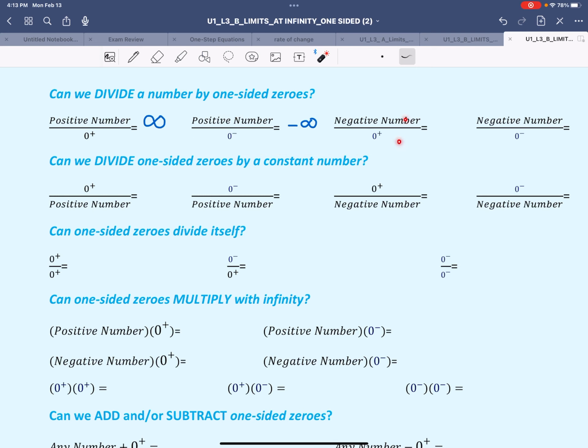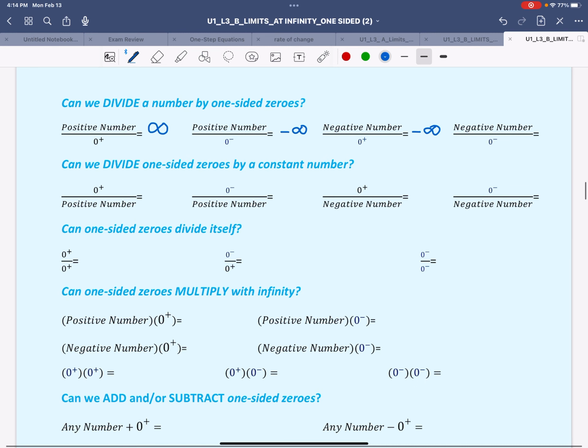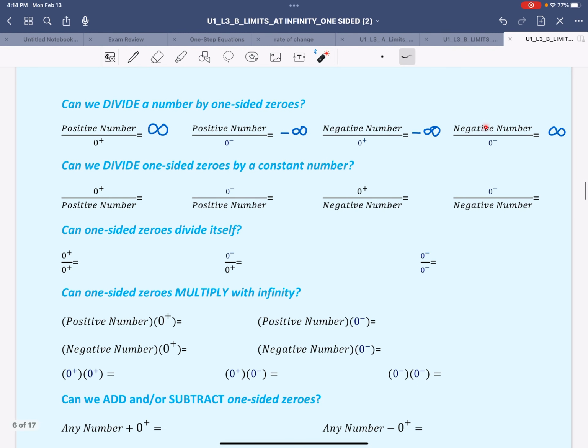A negative number divided by 0 plus, remember 0 plus is a positive number because 0 is neutral. So if you are on the right side of it, you are in the positives. So negative over 0 plus would be equal to negative infinity, and a negative number divided by 0 minus will be positive infinity because it's negative over a negative, which is positive.